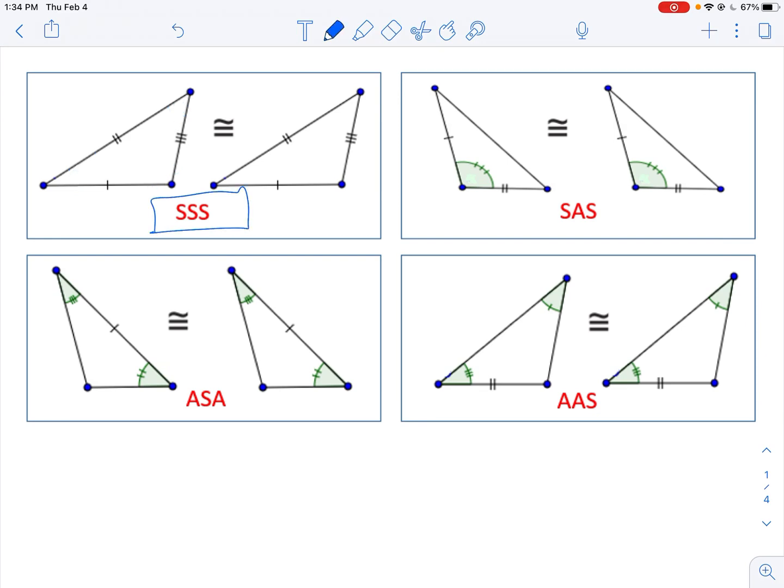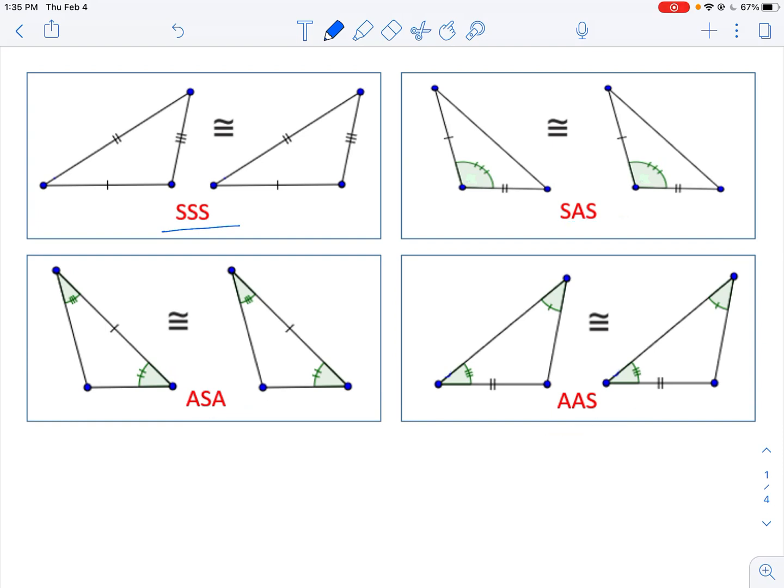And the 4 possible conditions that you can have for guaranteed congruence are if 3 sides match up, if 2 sides and the angle between those sides match up, if 2 angles and the side between them match, or if 2 angles and a side not between them match up. And you may notice that these are just S's and A's, and the S stands for side and A stands for angle. So it's side, side, side; side, angle, side; angle, side, angle; and angle, angle, side.